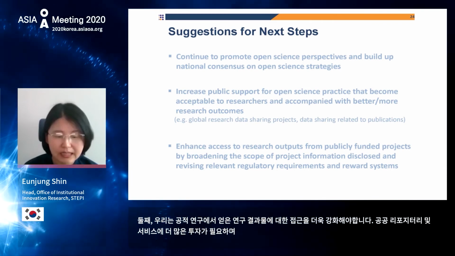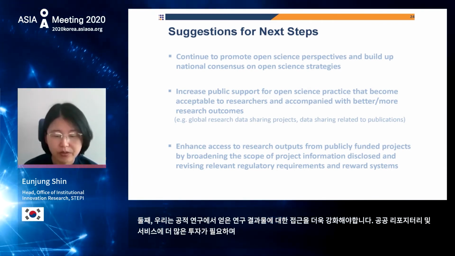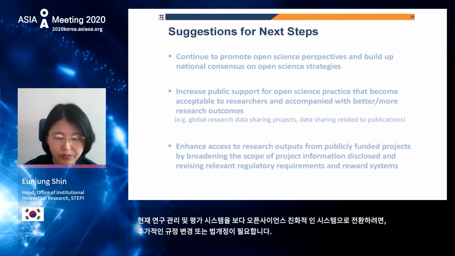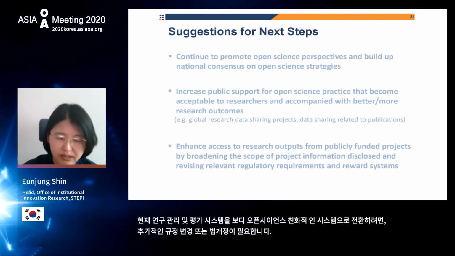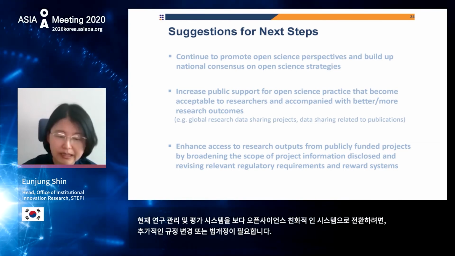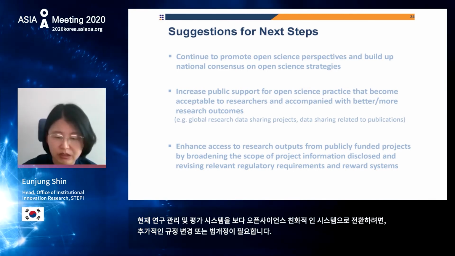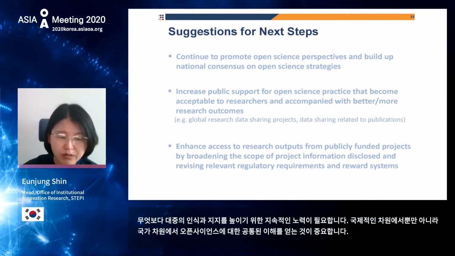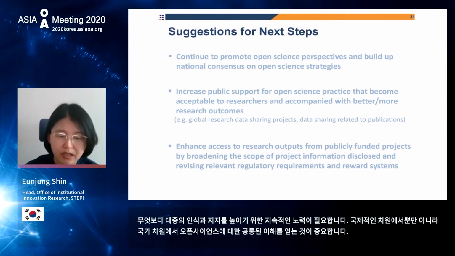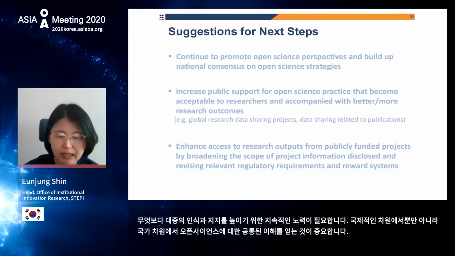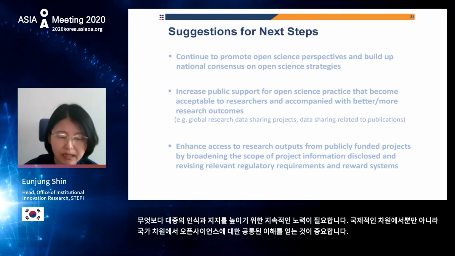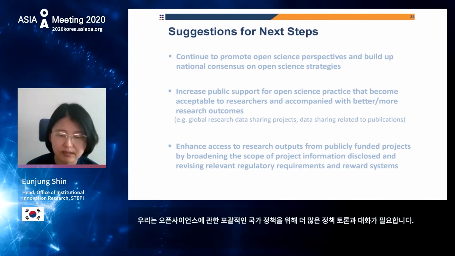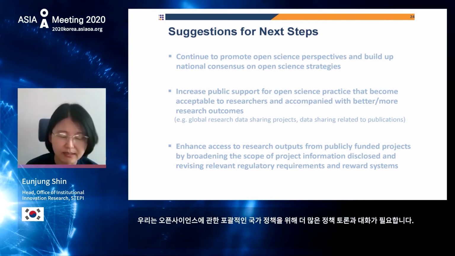Second, we need to further enhance access to research output, especially from publicly funded research. More investment is needed for public repositories and services. Additional regulatory change or legal revision will be necessary to convert current research management and evaluation systems to more open science friendly ones. Most of all, continuous effort needs to be made to raise public awareness and support. It's important to achieve common understanding of open science, not only at the international level, but also at the national level. We need more policy discussion and dialogue for comprehensive national policy on open science.